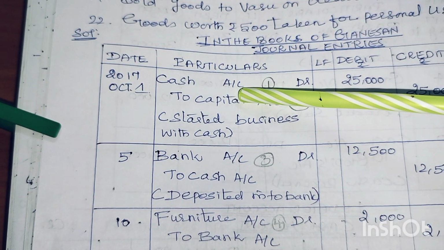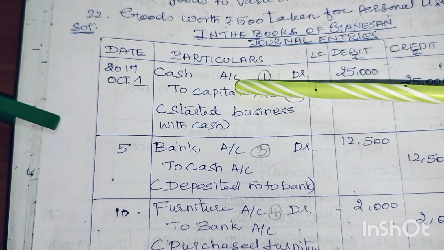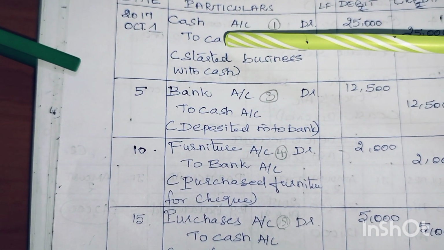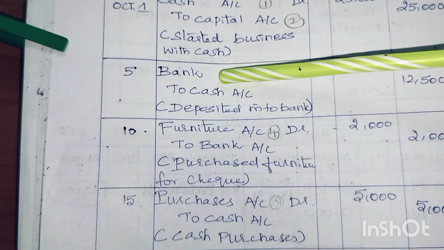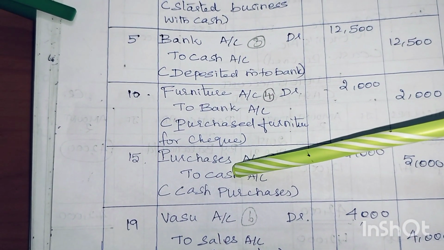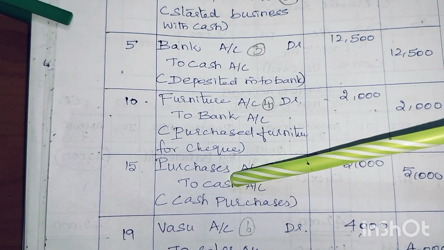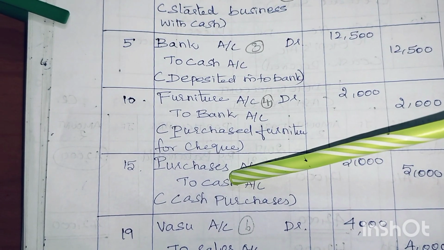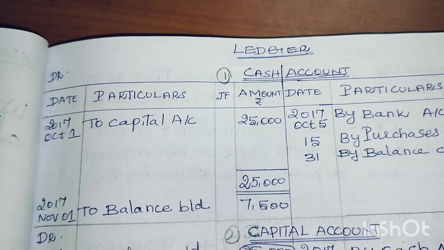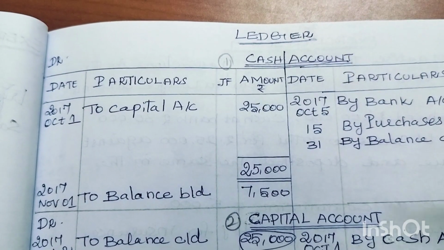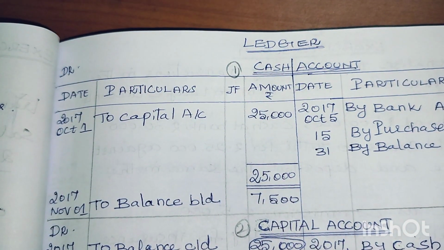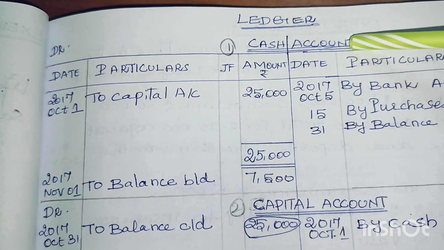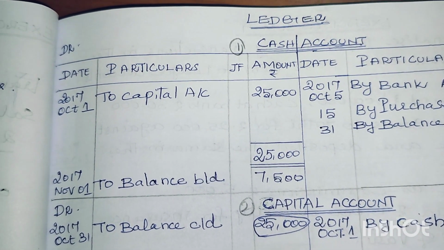Before we post the cash account, how many cash transactions appear in the journal? So 1, 2, 3 cash transactions appear in the journal entry. So we are going to post 3 cash transactions into the ledger. First we open the respective account on the top middle. What is the respective account we are going to post? Cash account. So we write cash account on the top middle of the ledger account.